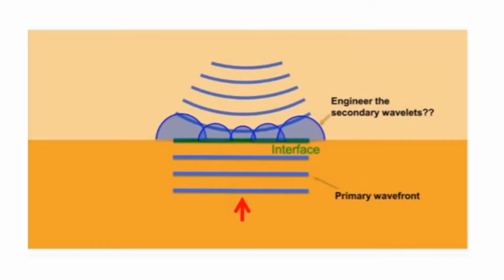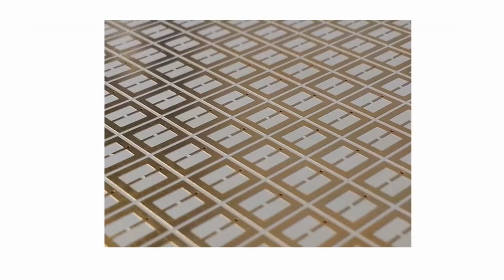In accordance with Huygens' principle, the light wave will be diffracted by the metasurface based on the spacing of the scatterers. As a result, the light wavefront can be controlled arbitrarily by changing the spacing between the scatterers. What you see here is a metasurface used for collecting electromagnetic energy.